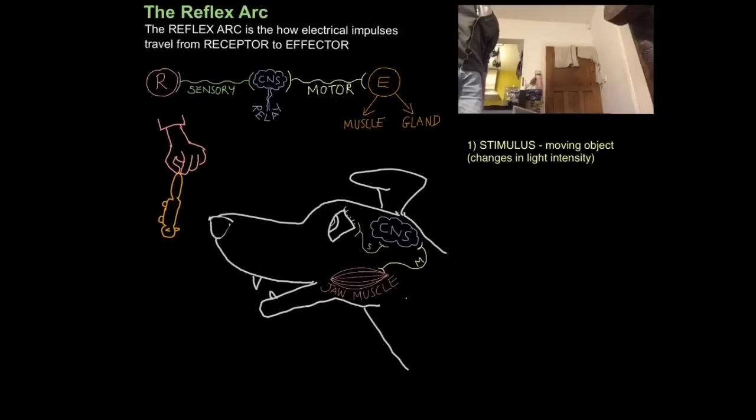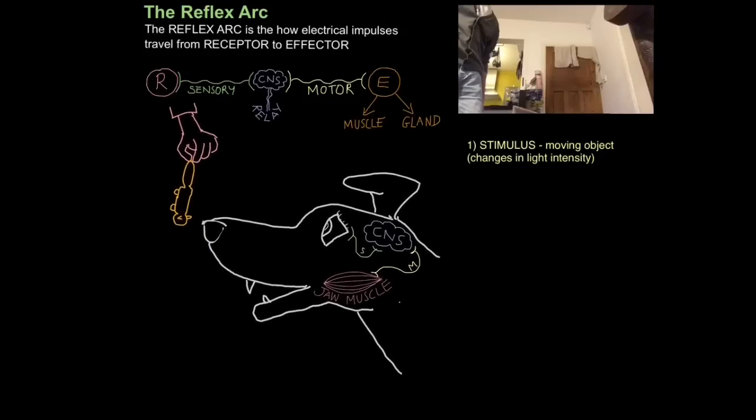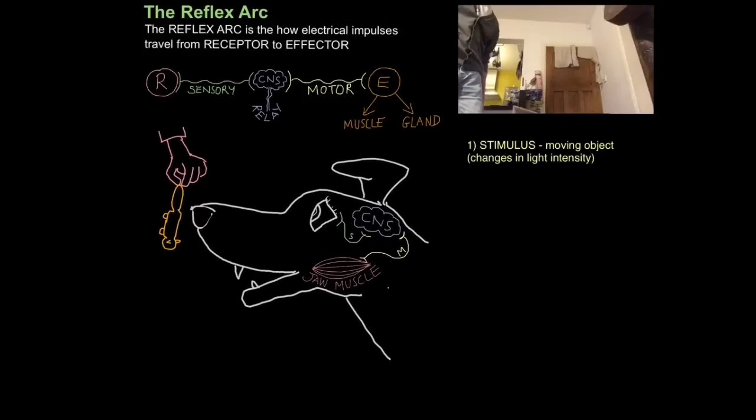Okay, so in this demo, I was basically waving a cuddly toy and Bonnie was showing her reflex action of trying to bite it as I was waving it. So the stimulus in this case was a moving object. What that really means is changes in light intensity which are detected by Bonnie's eye. The eye contains light detecting cells called photoreceptors or light receptors, and they will generate an electrical impulse.